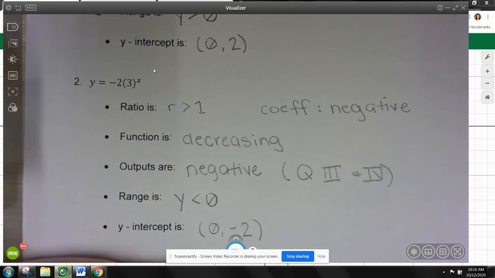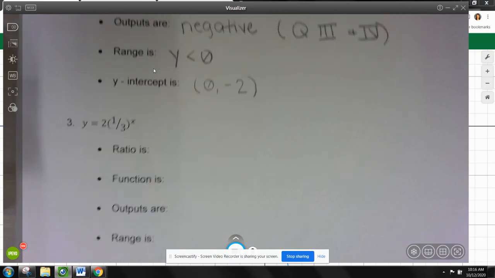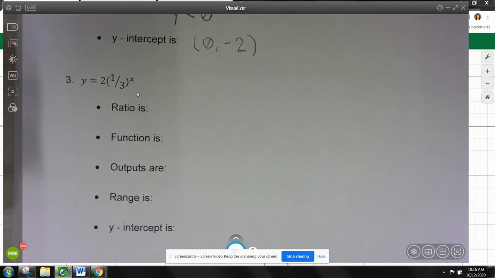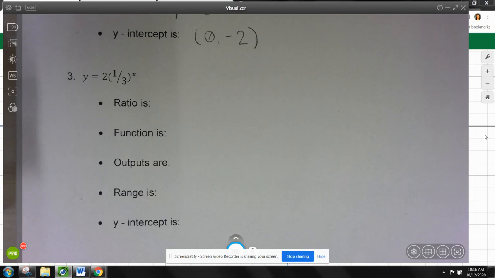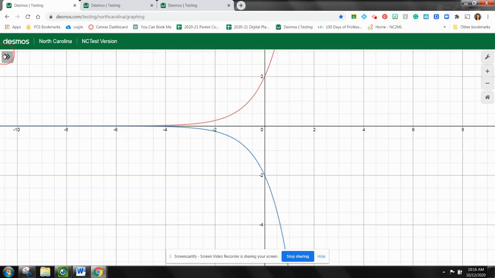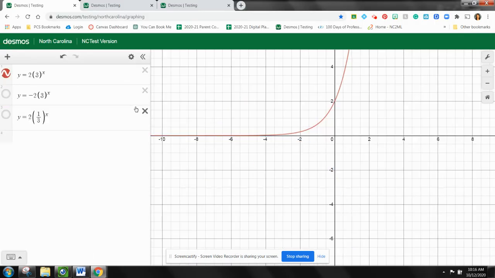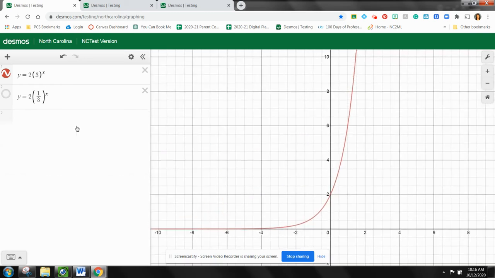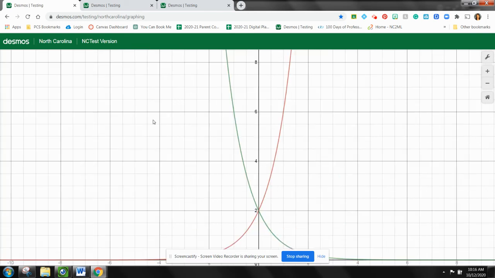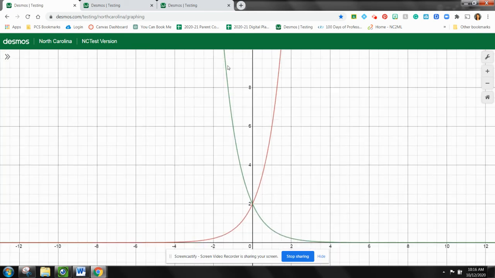All right. Last but not least, in terms of our graphing and finding these important pieces. So I'm going to come back to Desmos, and I want you to watch what happens when I turn on my graph of 1/3 as my ratio. So it's like I flipped it over the y-axis this time. So instead of having a ratio of 3, I've created a ratio of 1/3.